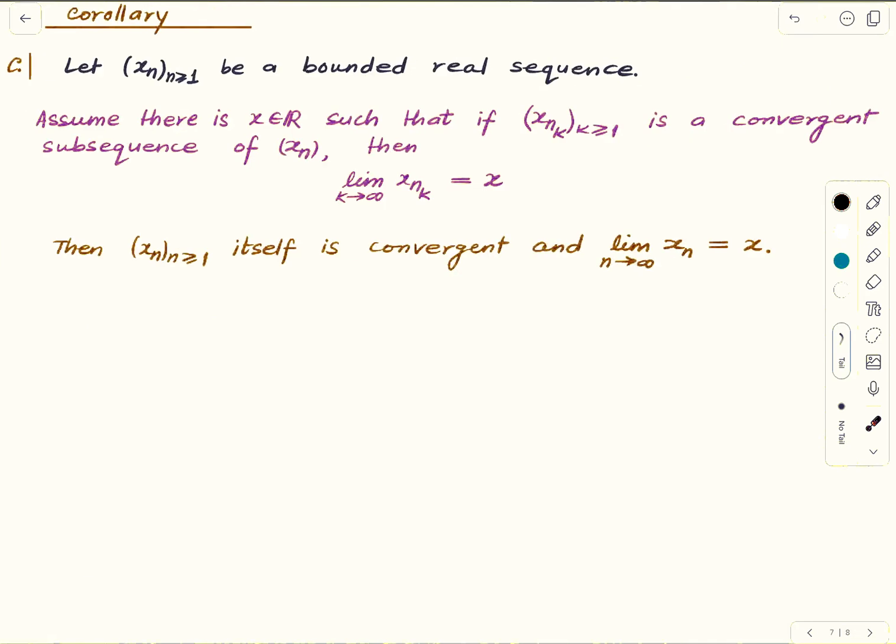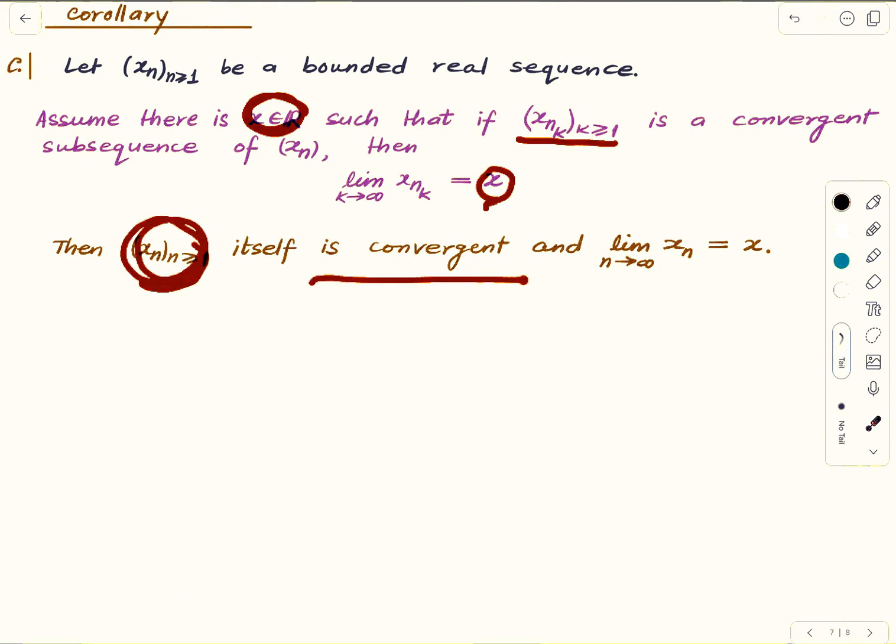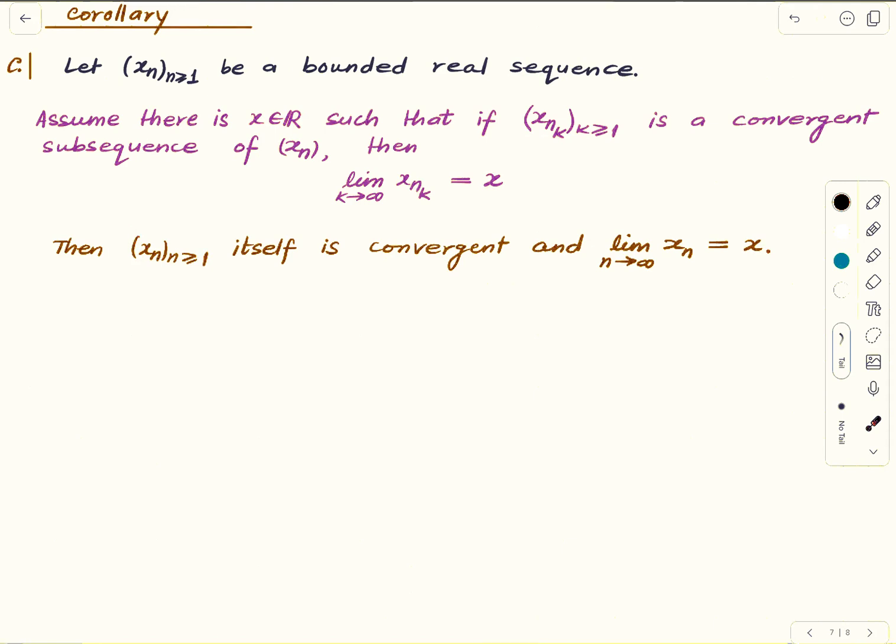So if we have a bounded real sequence, and if you assume that there is some real number x such that whenever a subsequence converges, it converges to x, then the original sequence itself converges, and it converges to x. So this is what we looked at earlier. We proved it using Cauchy sequences, but using the previous theorem, it is just one line.